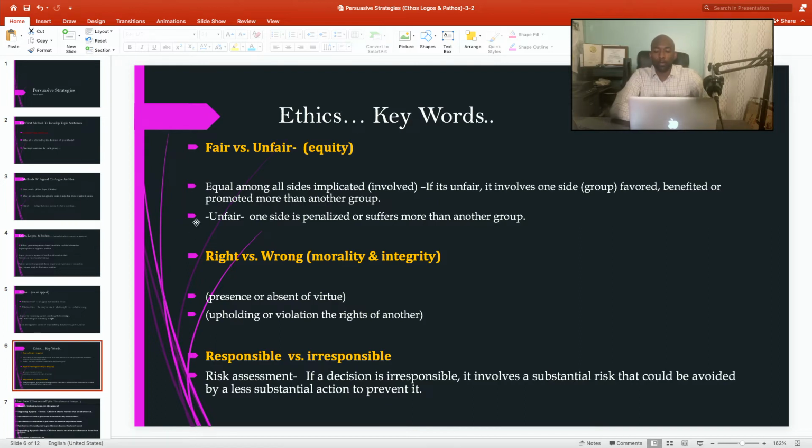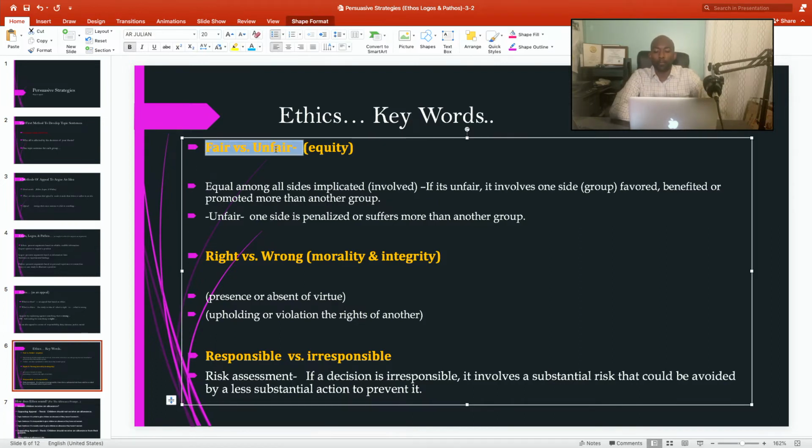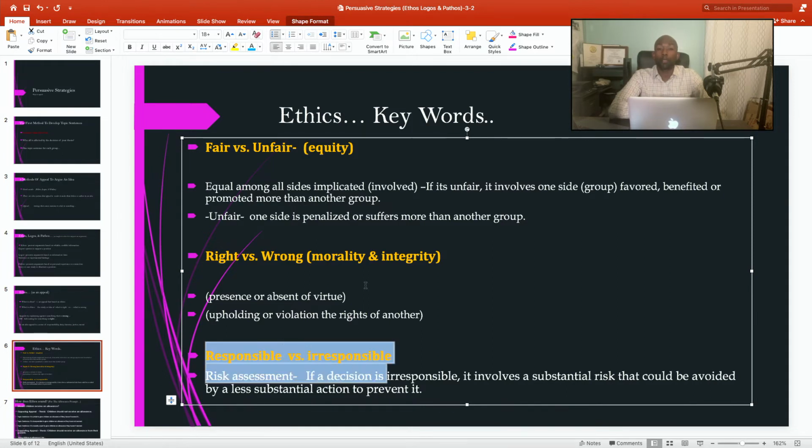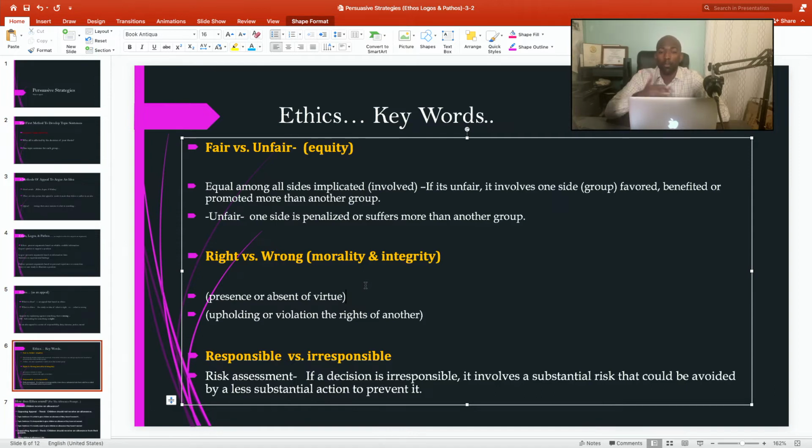The first one would be fair versus unfair. Okay? All right? The second one, right versus wrong, morality versus immorality or integrity, or responsibility versus irresponsibility. Now, are these the only 3 key terms of ethics? Certainly not. There's other things you can use.